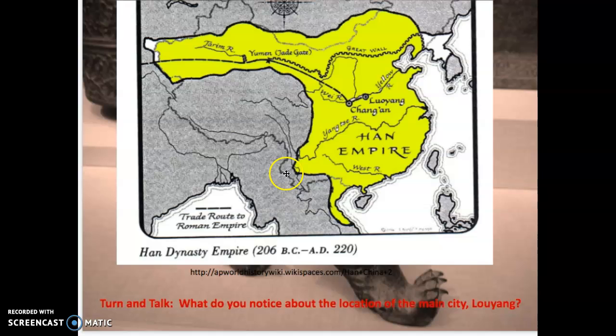Going down to slide 14, I want to point out the city of Luoyang and how this city was on the Yellow River. If you remember back to when we were looking at just the ancient river valley systems, the Yellow River Valley civilization was very important, and many other civilizations formed or developed here.